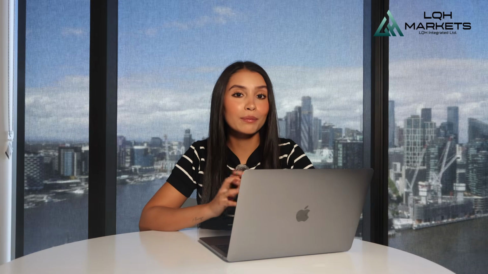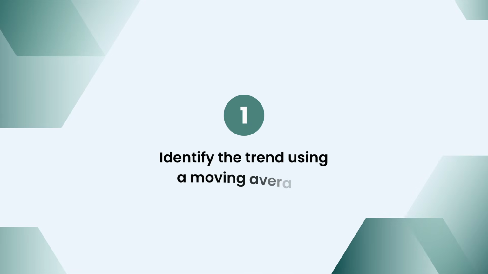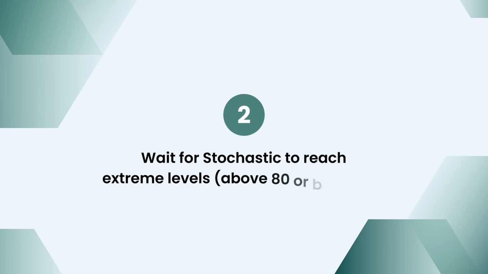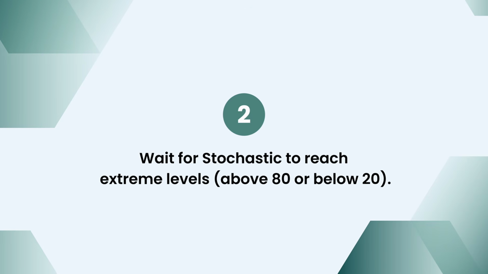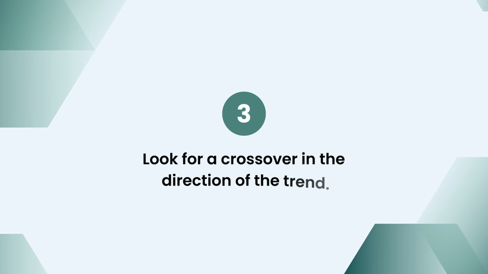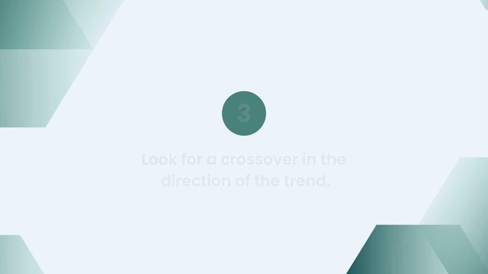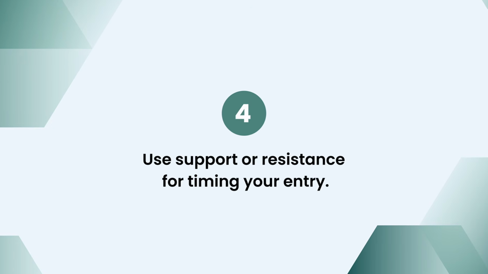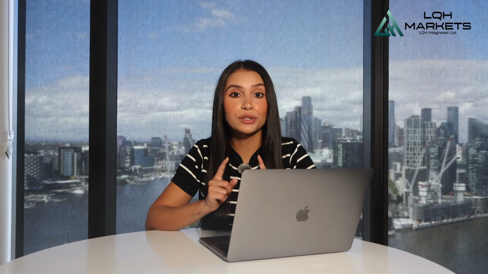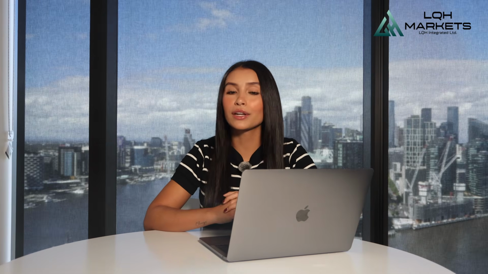Here is a simple method many traders use. The first, identify the trend using a moving average. The second, wait for the stochastic to reach extreme levels, above 80 or below 20. The third, look for a crossover in the direction of the trend. And fourth, use support or resistance for timing your entry. This combination filters out the bad signals and keeps you trading with momentum, not against it.